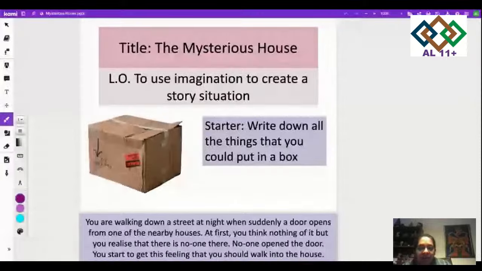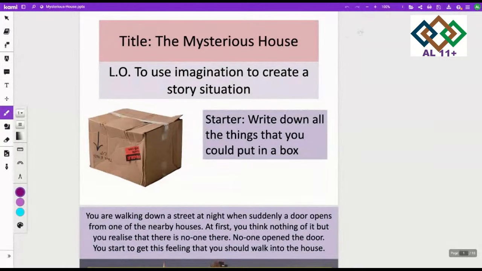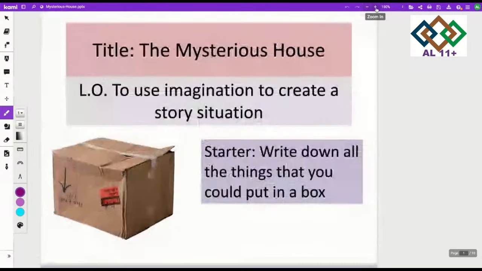So these were some of the examples which I basically wanted to do with you. Now, today, what we are going to do with you all is the mystery house, basically.